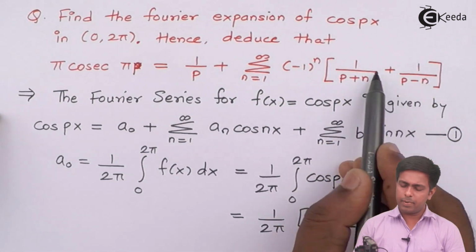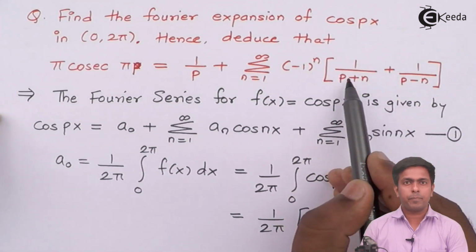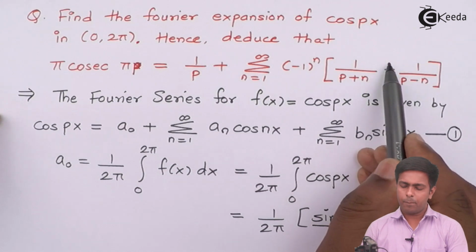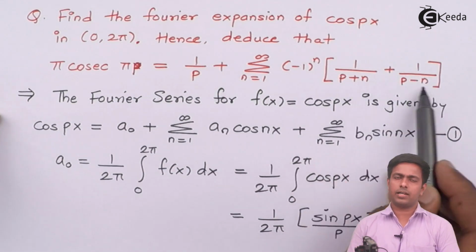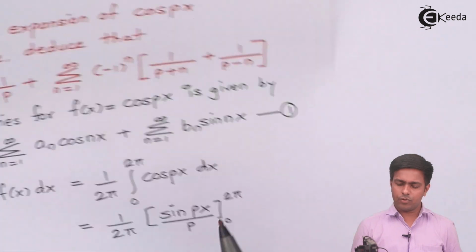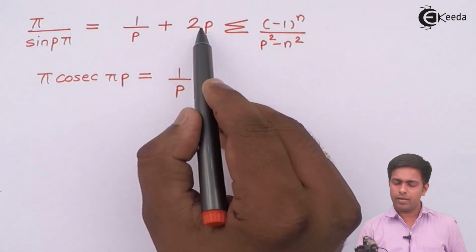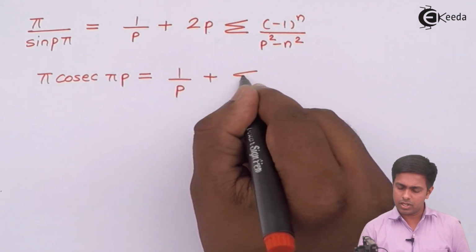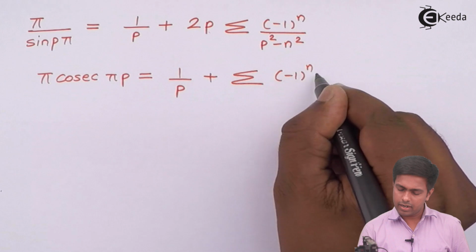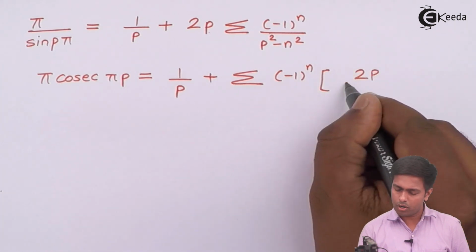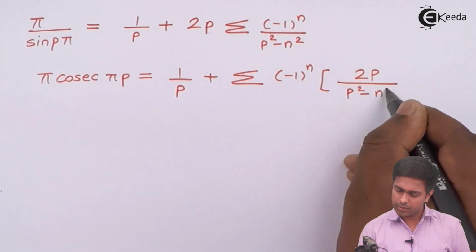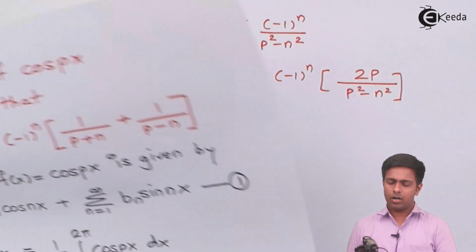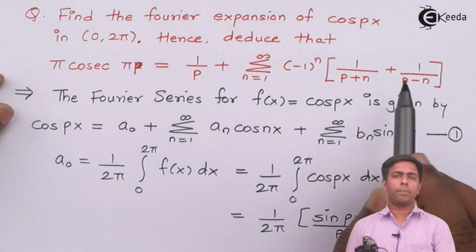We will get p minus n plus p plus n. So I can cancel n and n, and I'll get 2p upon p square minus n square, that is the multiplication of these two terms. And guys, if you see here, we already have 2p upon p square minus n square. So here I'll rewrite this term as summation negative 1 raised to n, and in the bracket 2p upon p square minus n square. And this term 2p upon p square minus n square is nothing but 1 upon p plus n plus 1 upon p minus n.